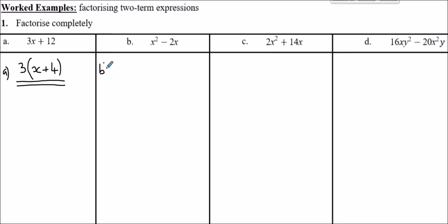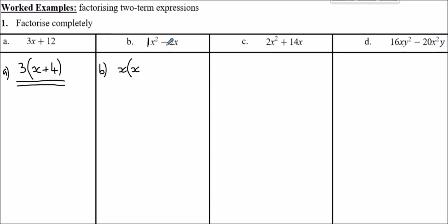For part B, we have no numbers common. Suppose we say that's a 1, x squared, but everything has a highest common factor of 1, so it's not even worth mentioning, so we don't need to include that one. However, we do have a common factor of x. So we've got x. Now we need to think about how we get x squared. We get x squared by multiplying this x by another x.